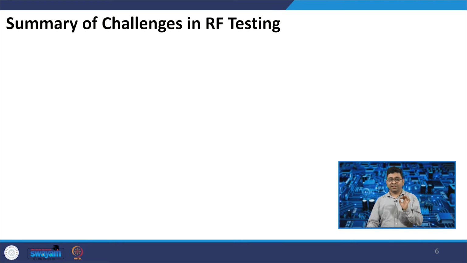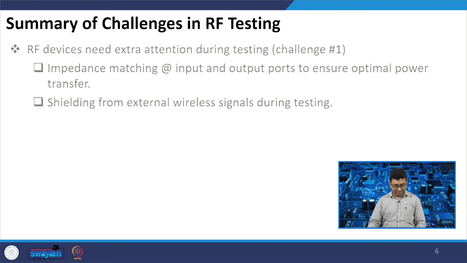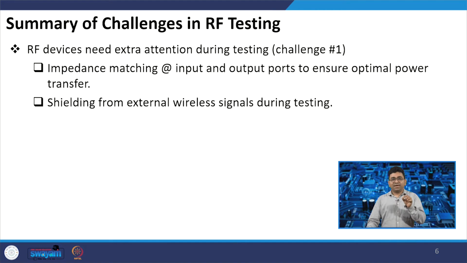Now, we will summarize the challenges. What are the challenges in RF testing? RF devices need extra attention during testing. That is one of the biggest challenges, because it is not a DC test. Its frequency is not around 100 megahertz or 200 megahertz. It is very high frequency. So, impedance matching at input and output ports is always needed to ensure optimal power transfer. If you have not done proper input and output matching, your circuit might not give you the response, or your result will deviate from whatever you have simulated.